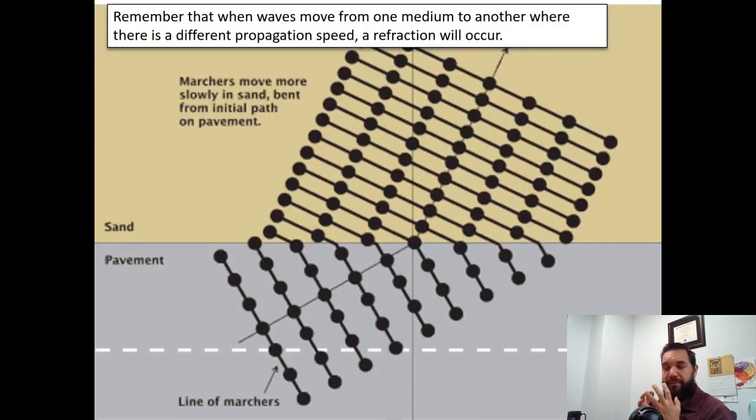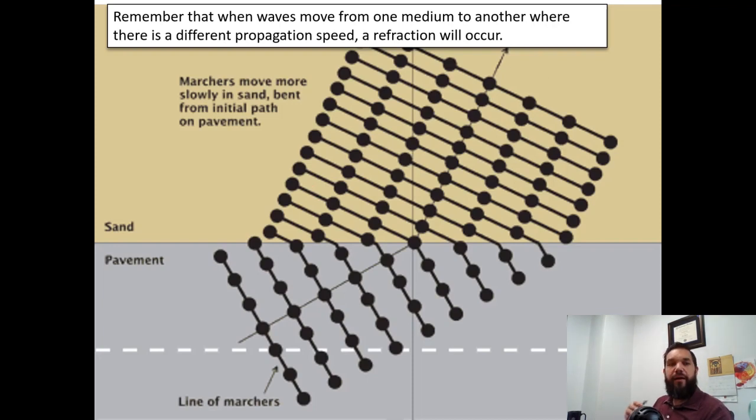So why does that happen? All waves, whether they're ocean waves or light waves or sound waves or seismic waves or whatever, bend when they enter a medium that has a different speed. So you know that ocean waves cannot propagate through shallow water as fast as they propagate through deep water.